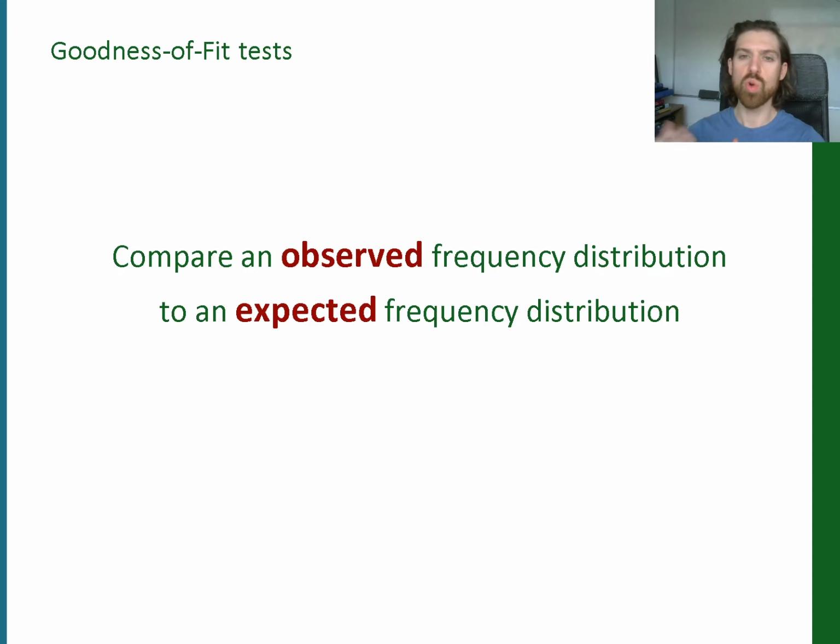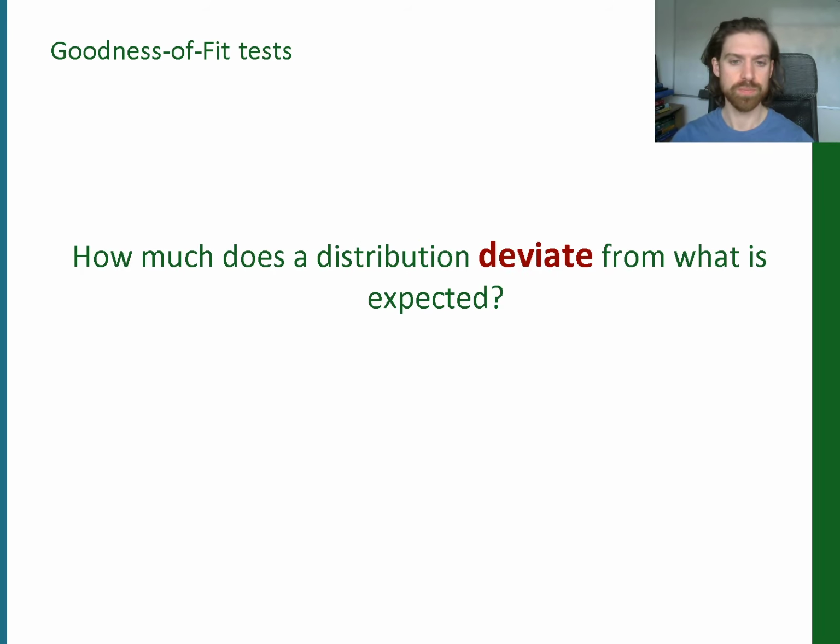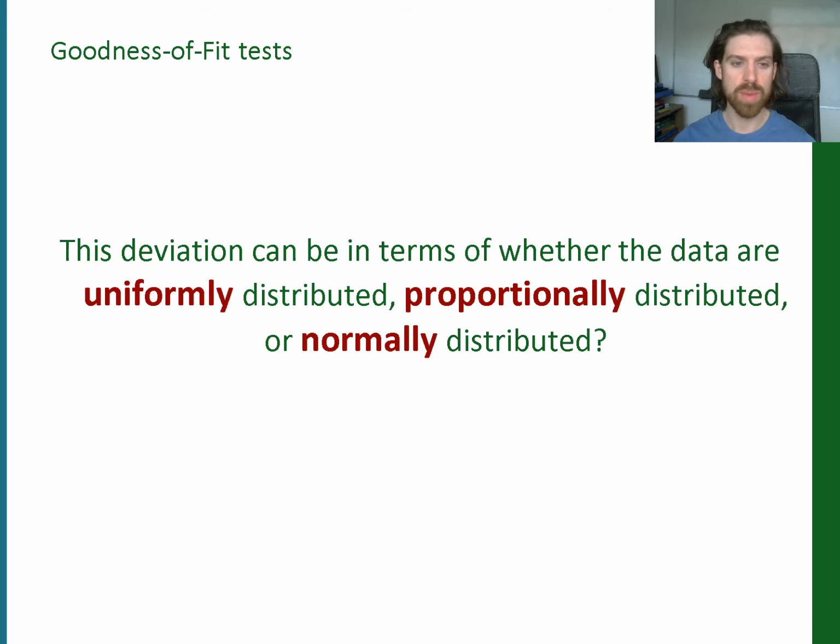There is always an element of variation as a result of the randomness in our approach from sampling. But the question is, is it significantly different? Do we, as a consequence, need to make a decision about how we approach the analysis of that data, whether it's parametric or non-parametric? So how much does the distribution deviate from what is expected?